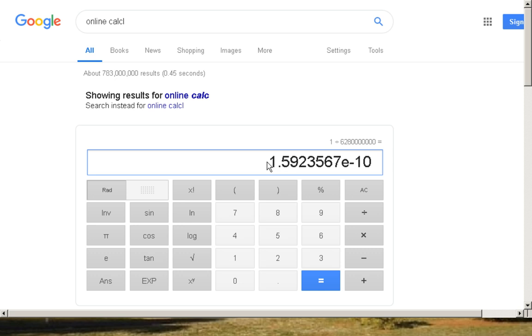Oh, it's supposed to be 0.15? 0.16? No. I said it was 16, because I'm going in the other direction. It's 16 times 10 to the minus 9. I don't know which way to go with this. This is 1.59 times 10 to the minus 10. I can't figure this out. I can't remember how to do this. I'm not having a good day.